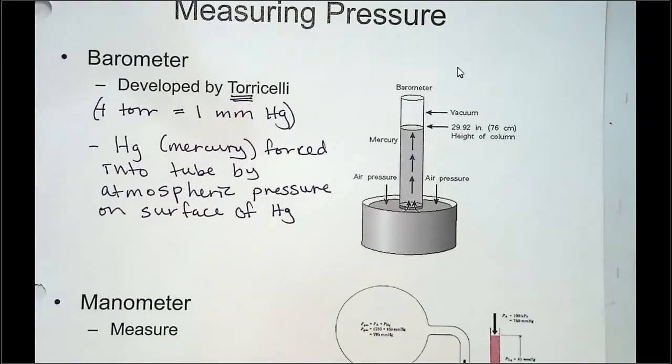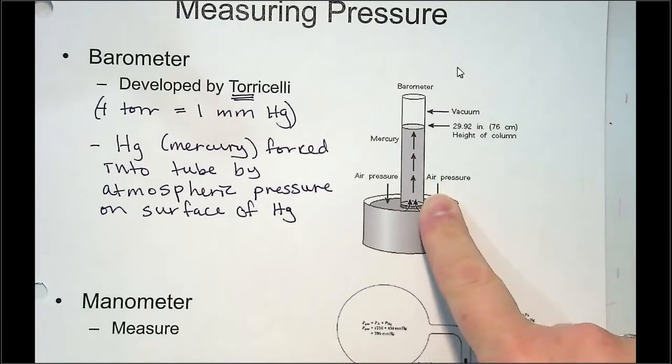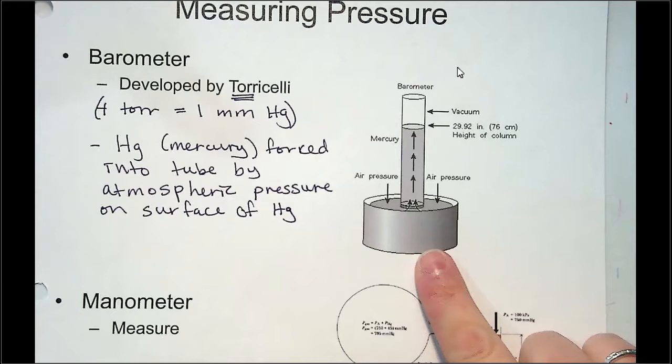Why do we use mercury? Seems like a pretty toxic thing to be using in a measuring device. The answer is yes, that's true. But if you use something like water, which is a lot less dense than mercury, the tube that you would need to measure the same amount of pressure would be about 30 meters tall. So too tall to be practical in a lab. 30 meters is like, up to the ceiling or more.